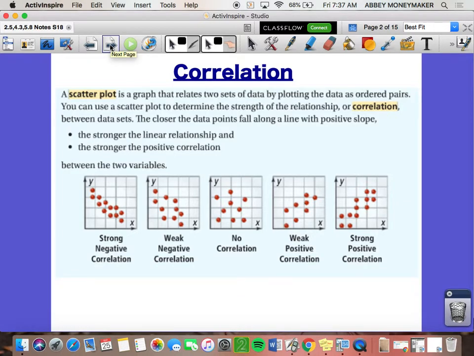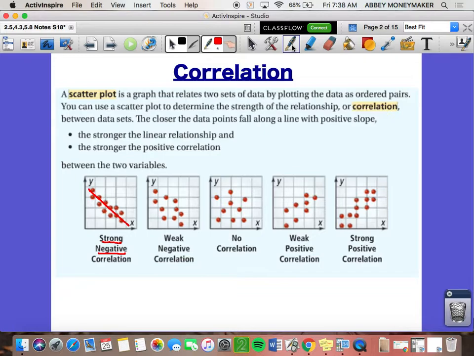So starting with the left, you can see that the data is going down in a linear fashion, so that would be a strong negative correlation. Because you can see here that that data follows closely with that trend line going down. And they're really close together, and they look like they could almost form a line, so that's why it's a strong and negative correlation.